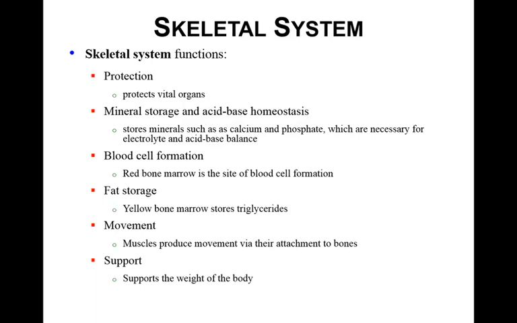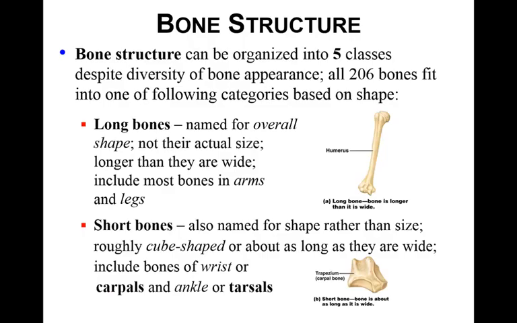Blood cell formation. This is the site of red bone marrow. That's where blood cells are actually made, in that red bone marrow. Fat storage, yellow bone marrow stores triglycerides. Movement, obviously the skeletal system provides a place for muscles to attach so that we can move. And then support, it gives us shape and it supports the weight of our bodies.